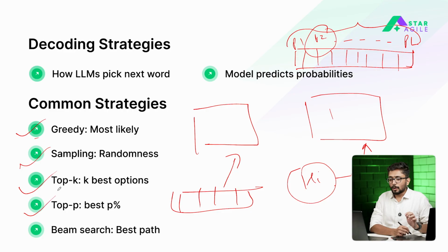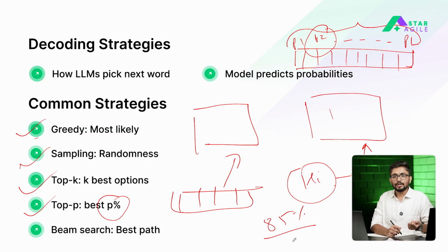The fourth option is top P. Top P is also known as nucleus sampling. In this case, P is basically the cumulative probability that you want to assign. Let's say you have mentioned that the cumulative probability should be 85%. It will try to create the smallest sample possible such that the cumulative probability reaches this threshold.